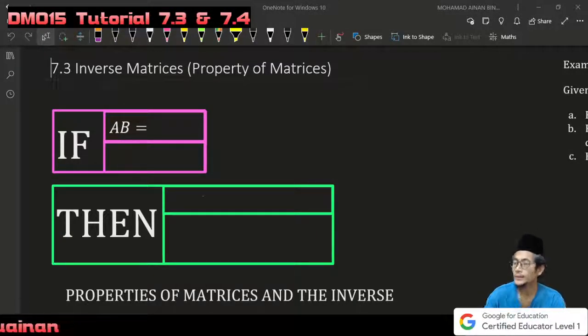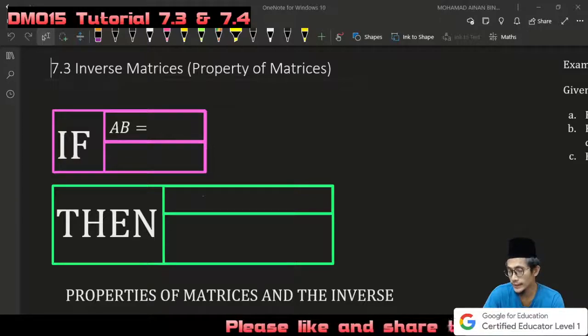Yang dia mungkin tak dapat join sebab dia bermasalah dengan plan. Oh ya, plan. Tak apa, tak apa. Tak apa, saya rekod sesi ni.